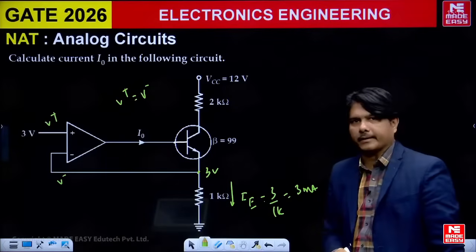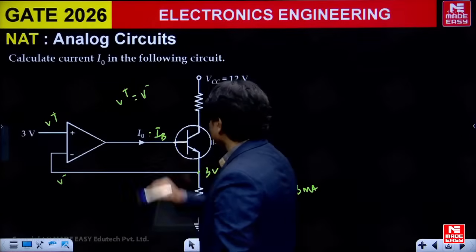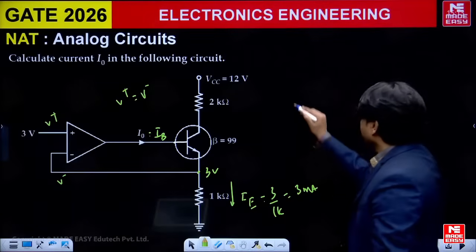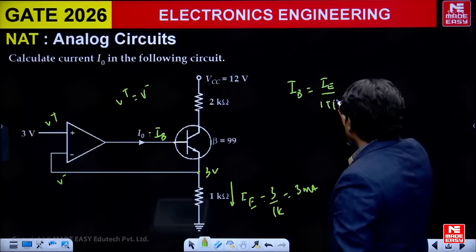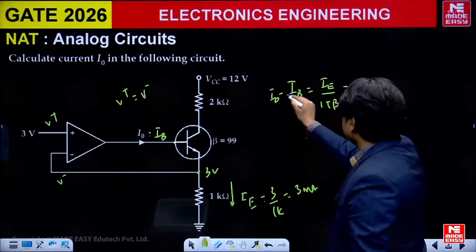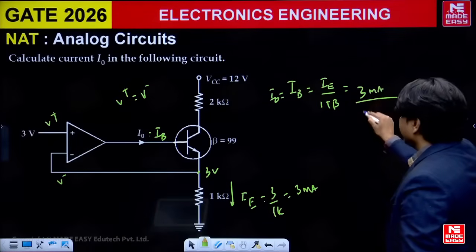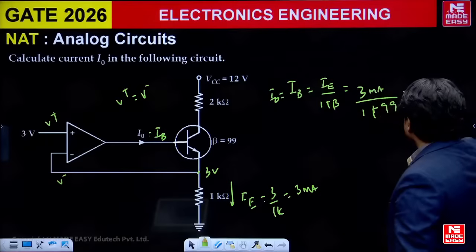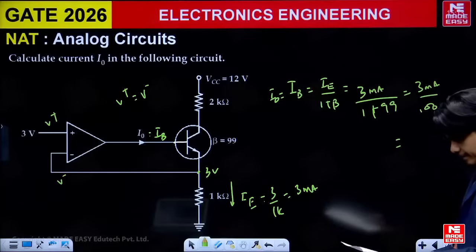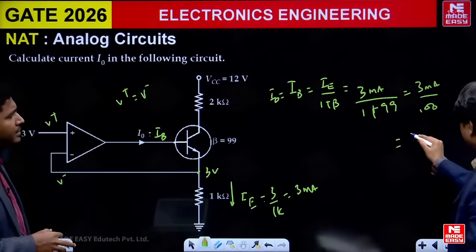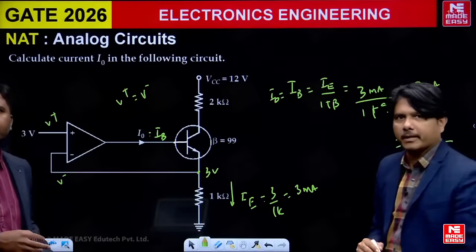So this completes the IE current of 3 milliamps, but the question here is I naught, which is IB. It is asking for IB current, not IE current. According to BJT transistors, we have the formula IE by 1 plus beta is IB, which is nothing but I naught. So IE here is 3 milliamps divided by 1 plus beta, which is 99, so 3 milliamps divided by 100. The expected calculation value is 0.03 milliamps, that is 30 microamps. So we are expecting 30 microamps to be the correct answer for this.